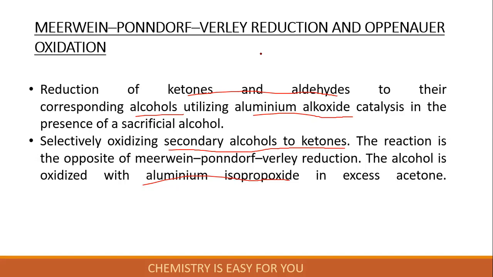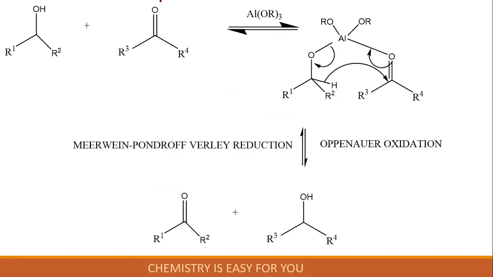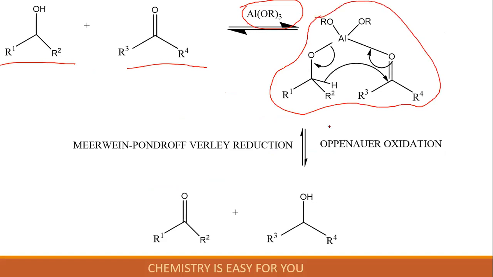So these are very much closely related reactions. That is why we have included this together. Now let's see the representative example so that we can understand this. To this, first of all, we have an alcohol here and we have a ketone here and we have the aluminum alkoxide, and this will be forming somewhat an intermediate like this in either of the cases.